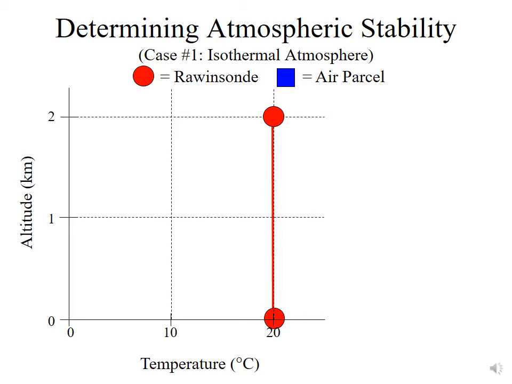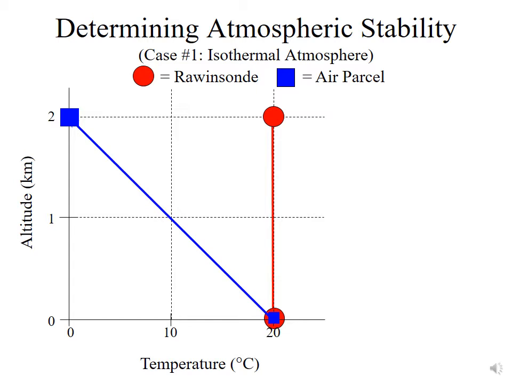So next, we grab an air parcel at the surface. The air parcel is going to be denoted by the blue square. And then we lift that air parcel, and because it's a dry air parcel, it's going to decrease at the dry adiabatic lapse rate, or about 9.8 degrees Celsius per kilometer, so that by the time this air parcel reaches 2 kilometers, it's almost 20 degrees Celsius colder and has a temperature of almost 0 degrees Celsius.